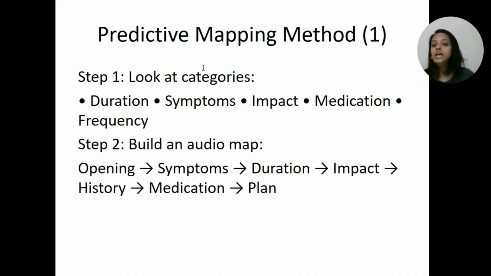Got it? And the third step is trust the map. Yes, if you know impact on daily life usually comes after the symptom description, you don't need to stare at the blank. Your brain will catch it automatically when the patient complains. So prediction reduces pressure, pressure reduction increases accuracy.